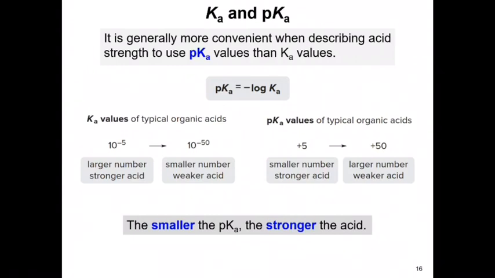We know that the higher the Ka value, the stronger the acid. But in terms of pKa values, the higher the pKa value, the weaker the acid. So Ka and pKa are inversely proportional to each other. If Ka is high, then its pKa is low. So lower pKa values mean stronger acids, and high Ka values mean stronger acids. Again, the smaller the pKa, the stronger the acid.